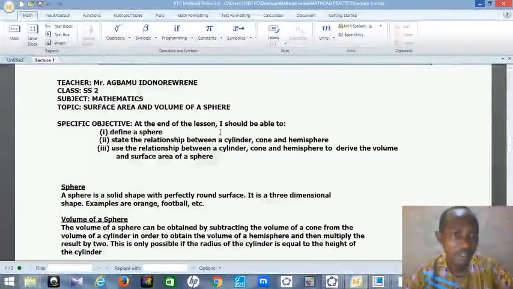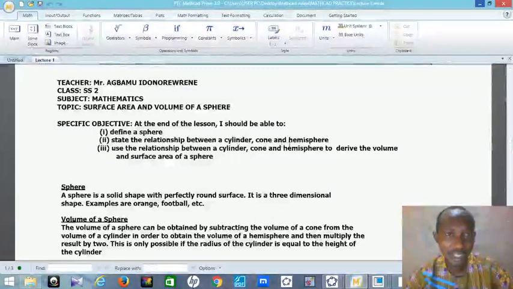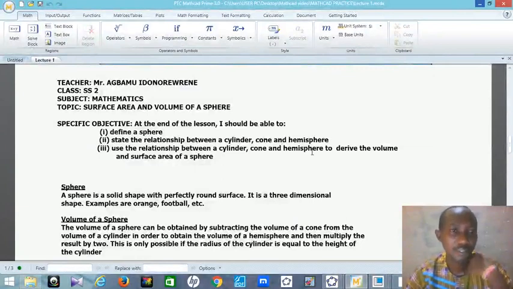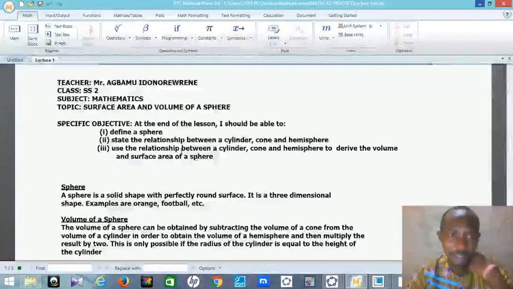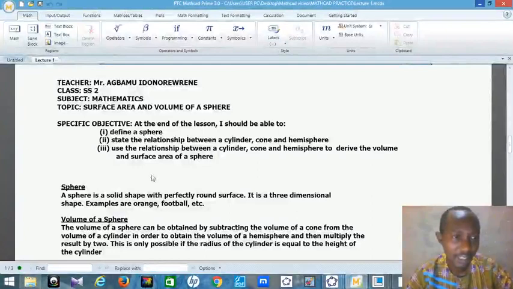The objective of today's class is that we should be able to define a sphere, state the relationship between a cylinder, cone, and hemisphere, and use the relationship between a cylinder, cone, and hemisphere to derive the volume and surface area of a sphere. Let's start. Now, what is a sphere?